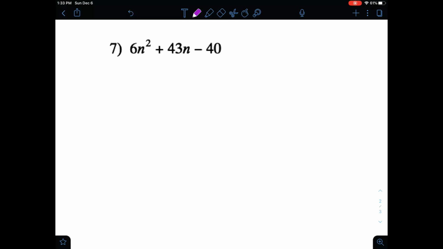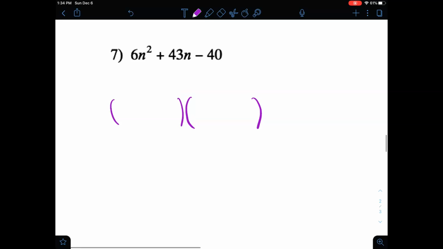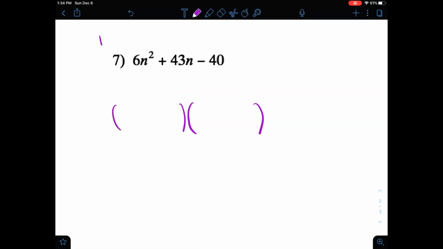All right, how many terms do we got here? 3 terms. Is there a perfect square trinomial? Well, the square root of 6n squared is not going to work. The square root of negative 40 is not going to work, so that's not a perfect square trinomial. So now we've got to do our guess and check. It's going to be the smiley face method. So we need factors of 6n squared. So we can try either n times 6n or 2n times 3n, a variation of that.